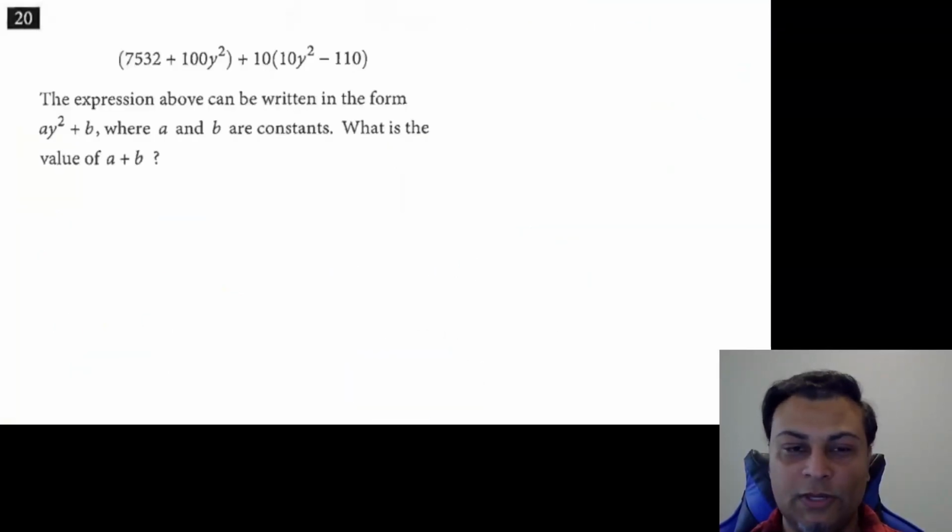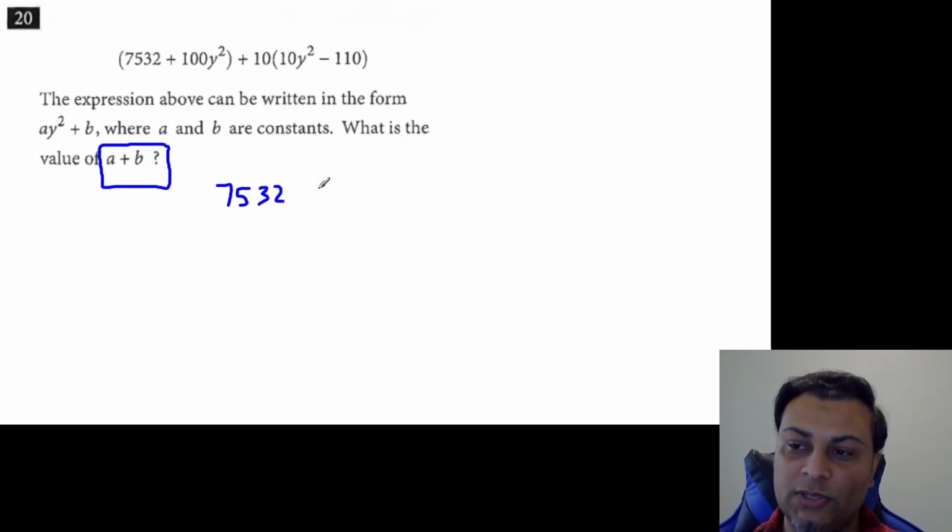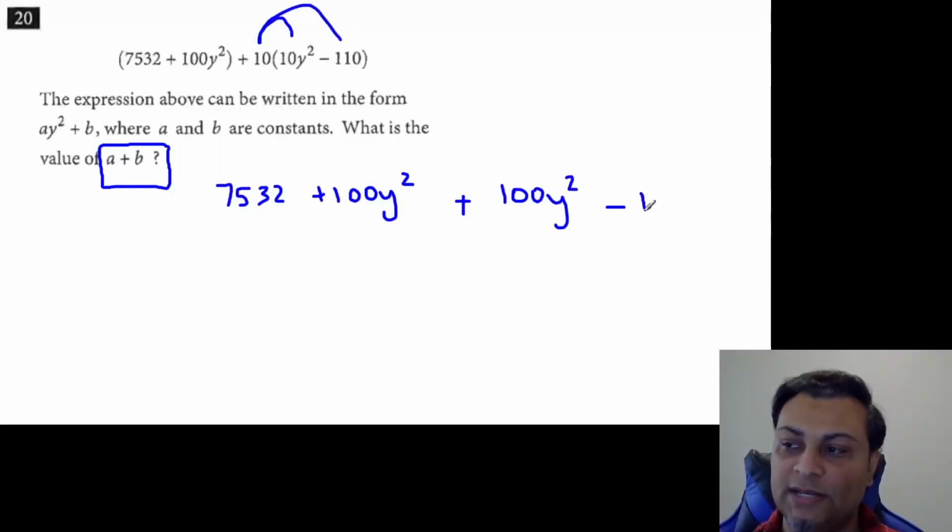Question 20. The expression above can be written in the form ay squared plus b, where a and b are constants. What is the value of a plus b? So we have to add those later. Okay, let's just start with what we have. Let's open everything up. 7532 plus 100y squared plus 10 times 10 is 100, so this is 100y squared, minus 10 times that is 1100. Okay. And let's combine what we have.